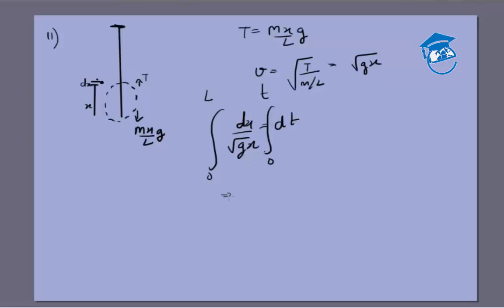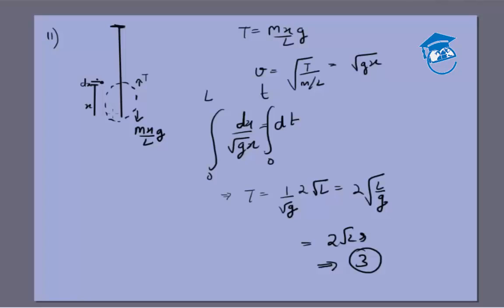And so what this gives me is T is equal to 1 by root g into x to the power minus half. So x to the power half by half, which means 2 times x to the power half. So root L, which is 2 root L by g. And we are given L is 20 meters. So L by g is 20 by 10, which is 2. So this is equal to 2 root 2 seconds, which means the answer is option 3.